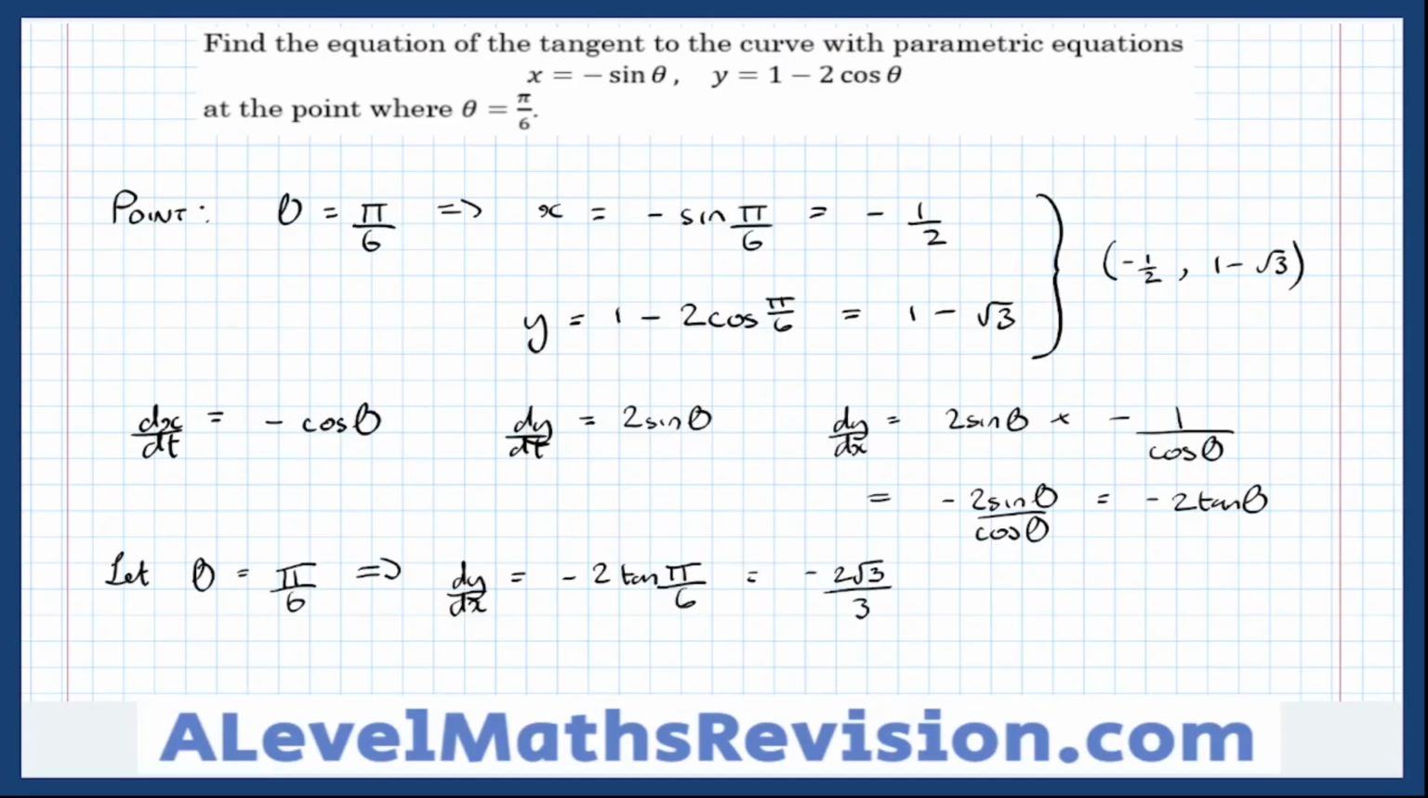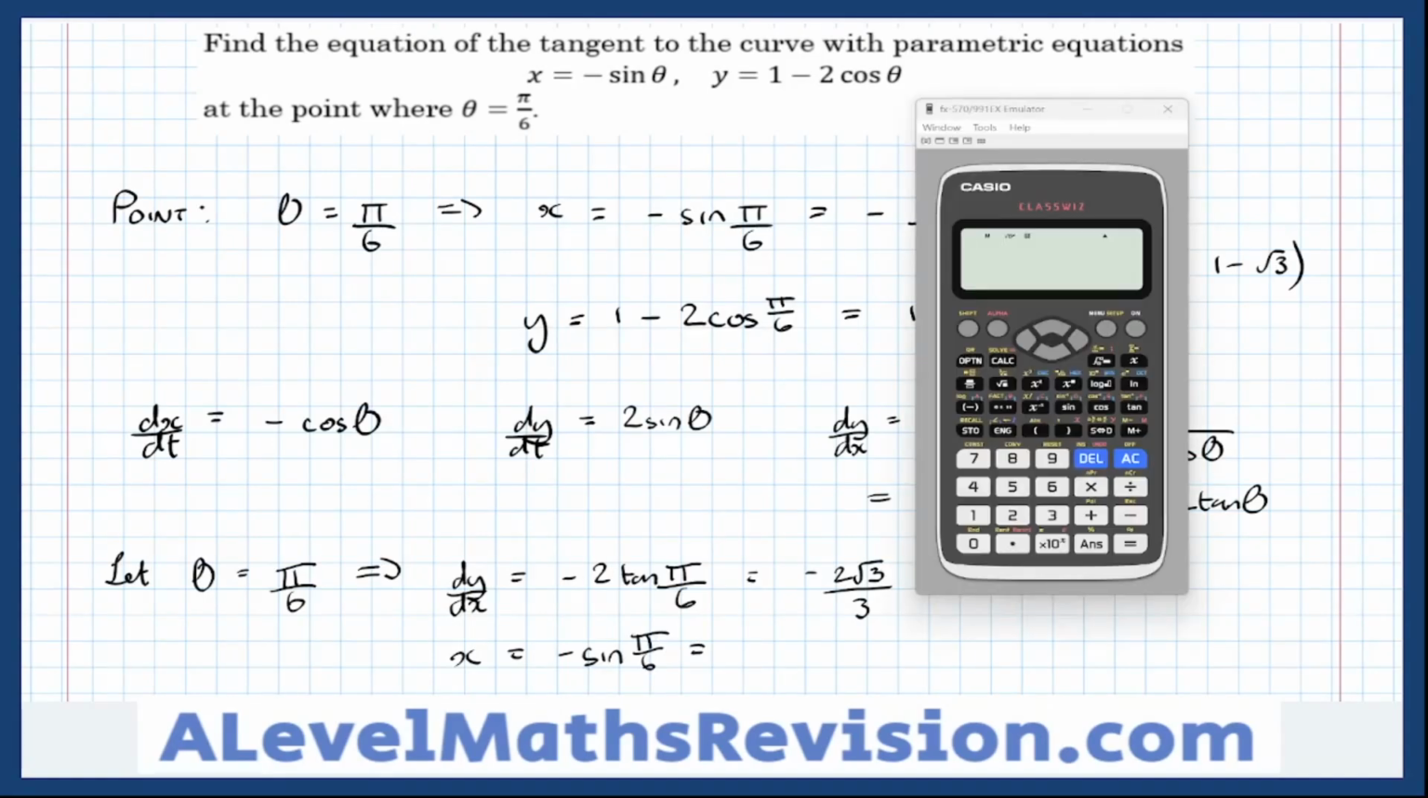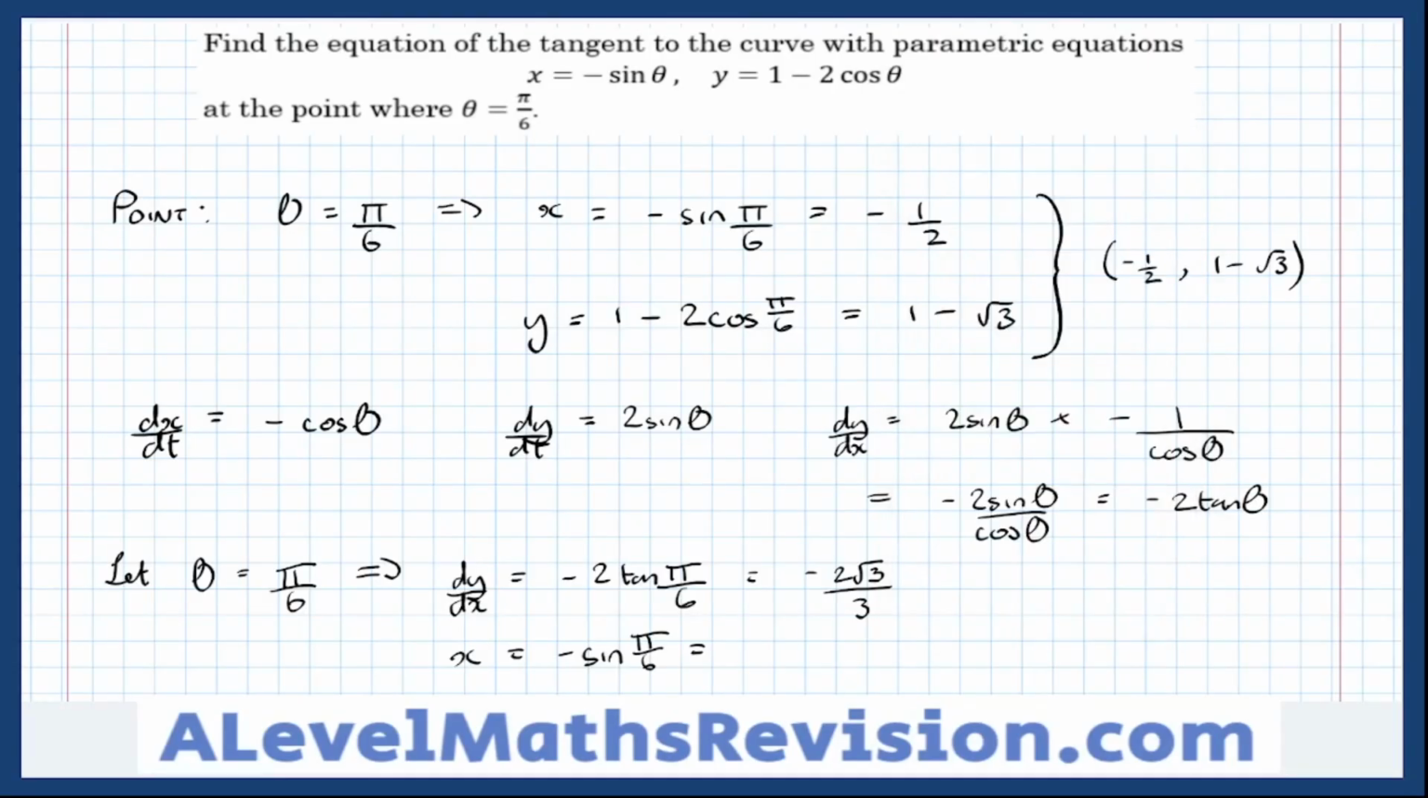So there's the gradient. Let's now find the x and y coordinates. So if theta equals pi over 6, dy by dx is that. That means that x is equal to, and let's work that out, minus sine of pi over 6. And let's put that in the calculator. Minus sine of pi over 6 is equal to minus a half. So x is minus 1/2.